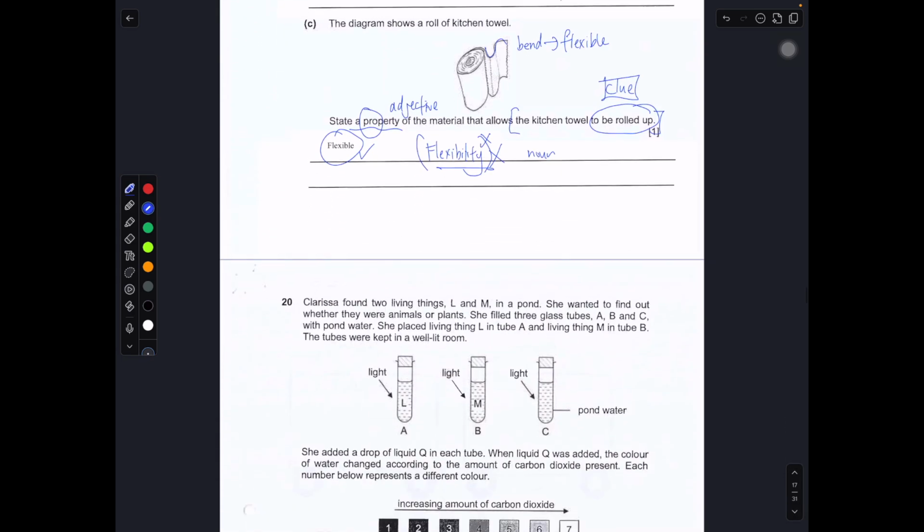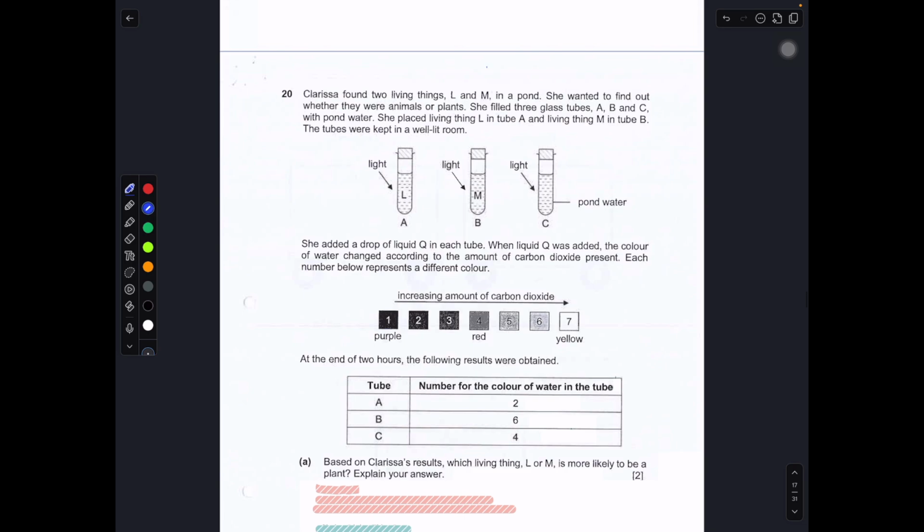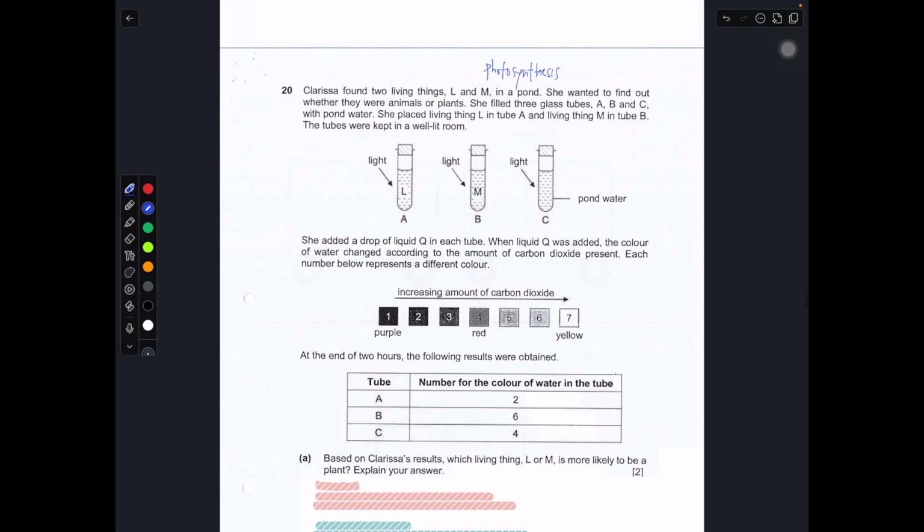Let us move to question number 20. Question number 20 is a question related to photosynthesis. Clarissa found two types of living things, L and M, in a pond. She wanted to find out whether they are animal or plant. She filled up 3 glass tubes A, B, C with pond water. She placed living thing L in A, living thing M in B. The tubes were kept in a well-lit room. That means she's trying to tell you that there's light, and it's even shown in the diagram.